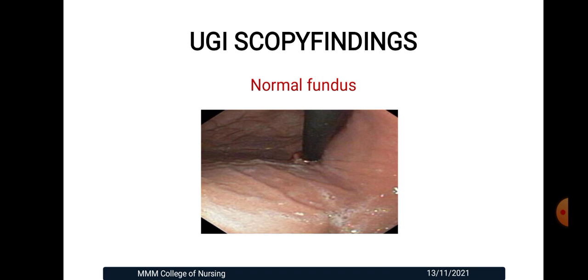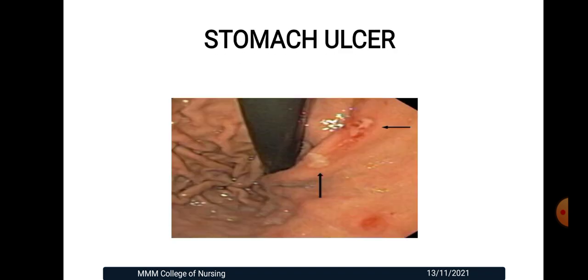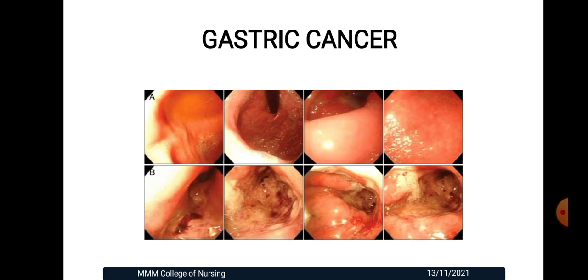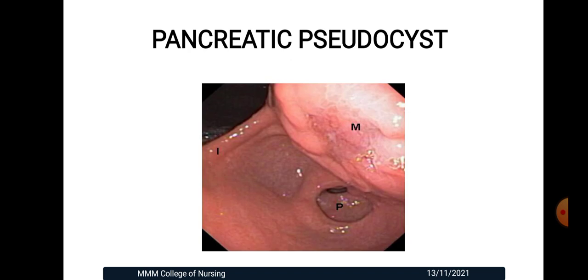UGI scopy findings. This is a normal fundus. Stomach ulcer. This diagram shows the gastritis. This diagram shows the gastric cancer. This is the pancreatic pseudocyst.